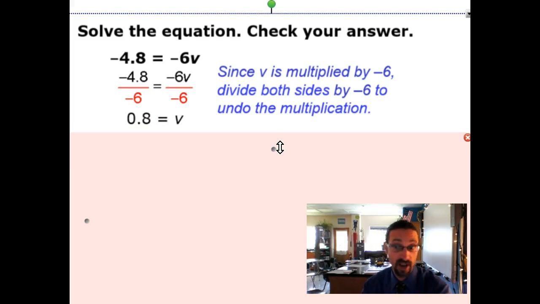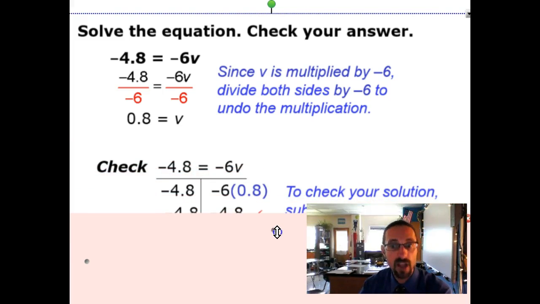Now maybe you can do that in your head. I can't do that in my head, but I can think about it a little bit. But a calculator is fine as well. Now, plug in 0.8 back into the original equation, and you check that, and indeed, -4.8 equals -4.8.